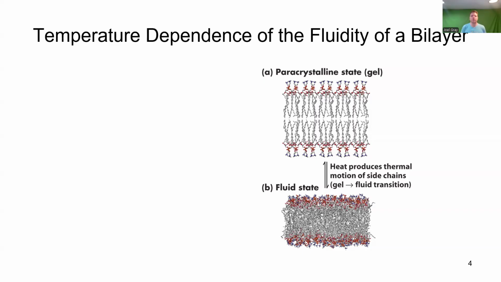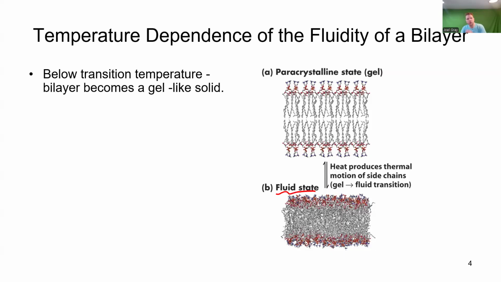So there's a temperature dependence on the fluidity of a bilayer. Whenever the temperature is very low, you're going to have this paracrystalline state. This is a gel-like state, whereas whenever heat has been added, then that gel transitions to a more fluid state. There's a lot more motion. Now, whenever this is below the transition temperature, so whenever the temperature is low, you have that paracrystalline state, whereas when the temperature is higher, and I'm saying higher, not high, you're in this fluid state.